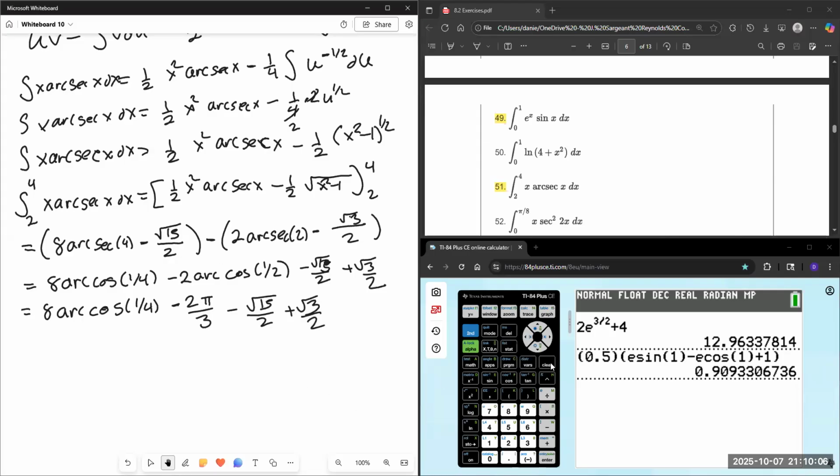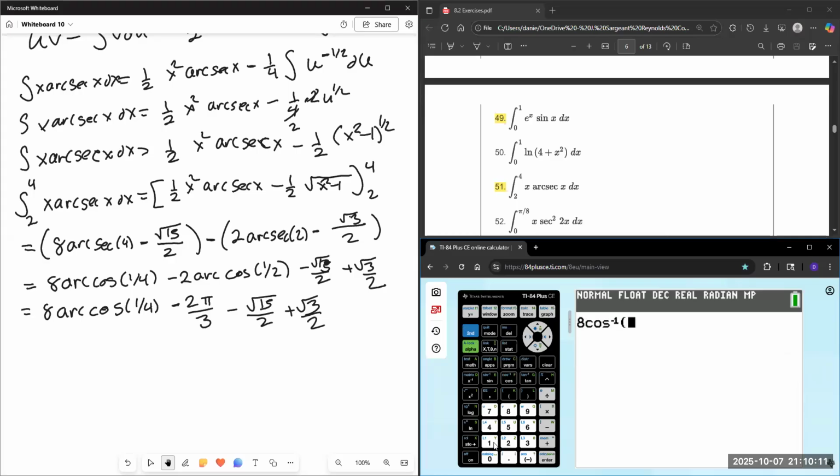Let's approximate this now. 8 arc cosine of 1/4 minus 2 pi over 3 minus root 15 over 2 plus root 3 over 2. And that's approximately 7.380.